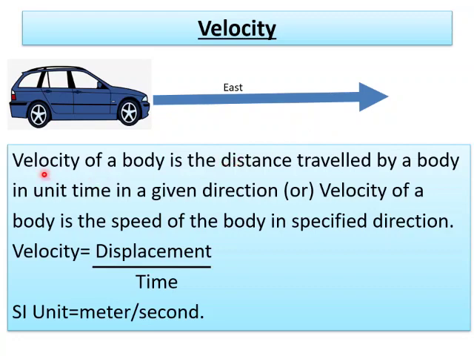So coming to the definition, velocity of a body is the distance traveled by a body in a unit time in a given direction, or the velocity of a body is the speed of a body in specified direction. So we can write velocity is equal to displacement by time. So here velocity is represented by v and displacement is also represented with s, similar to distance, and time is represented by t. So SI unit of this velocity is also similar to speed, meter per second.